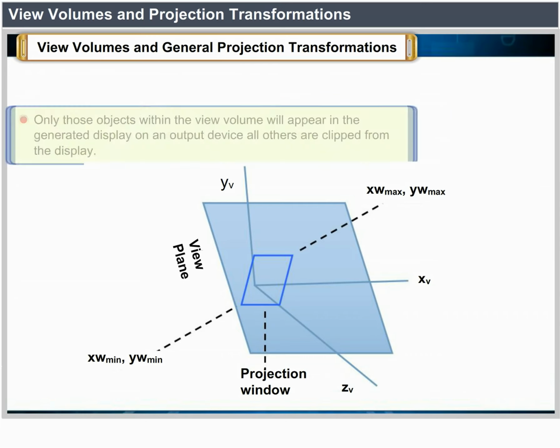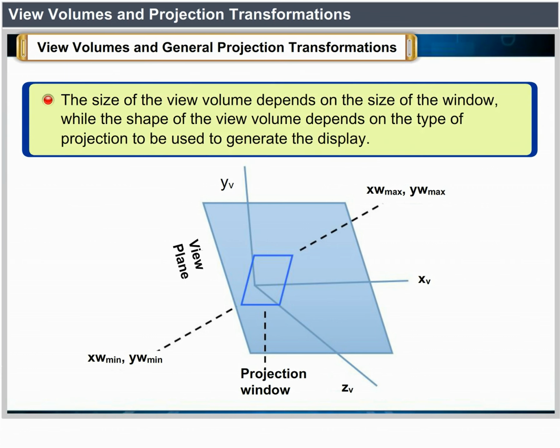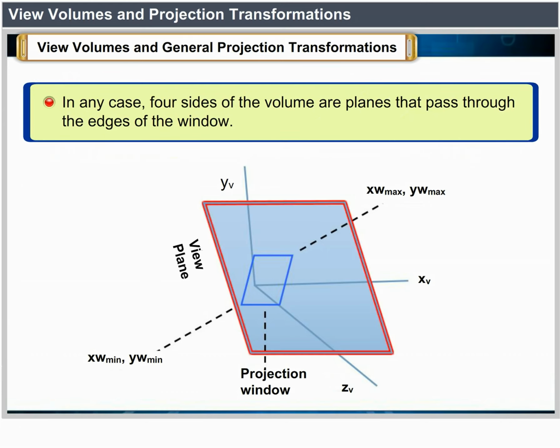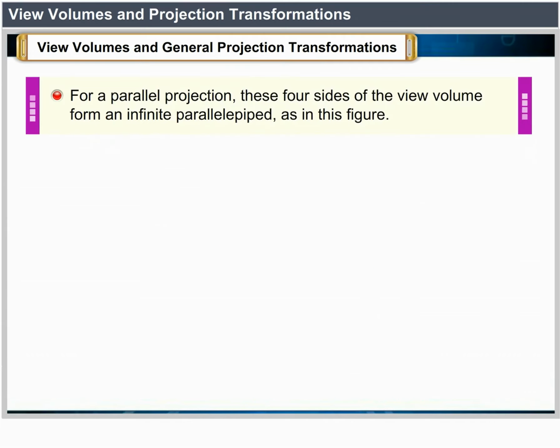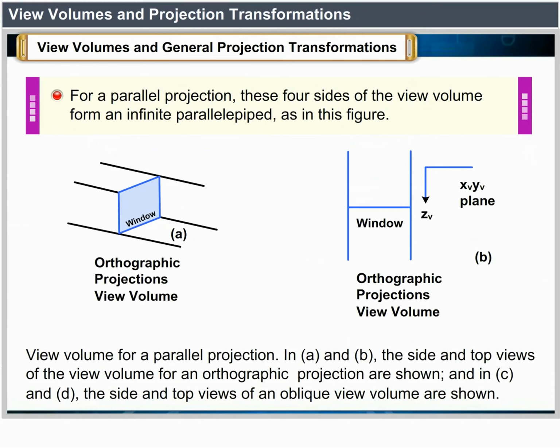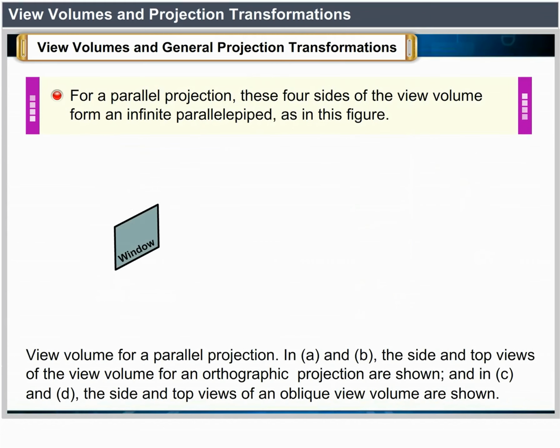The size of the view volume depends on the size of the window, while the shape of the view volume depends on the type of projection to be used to generate the display. In any case, four sides of the volume are planes that pass through the edges of the window. For a parallel projection, these four sides of the view volume form an infinite parallelepiped, as in this figure.